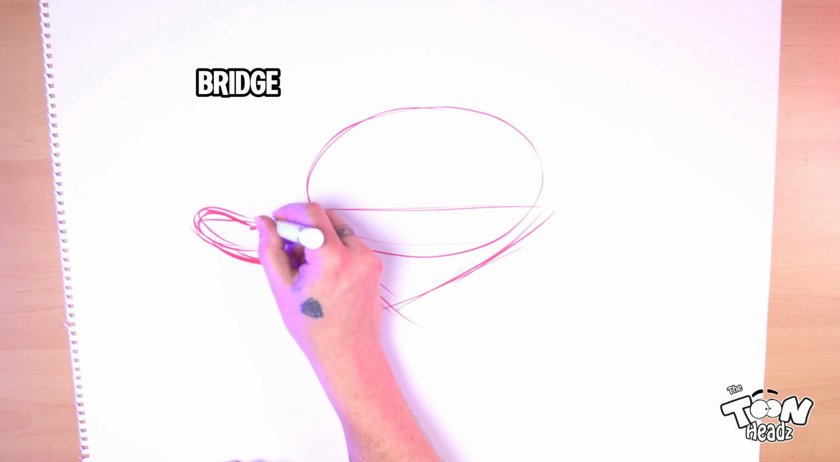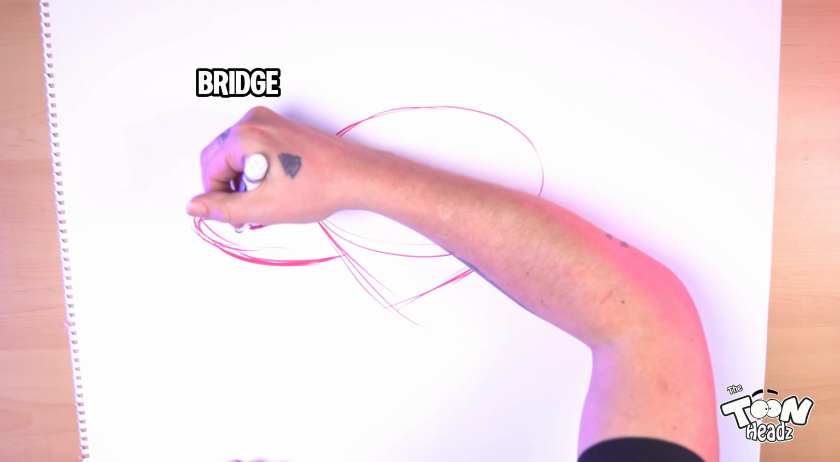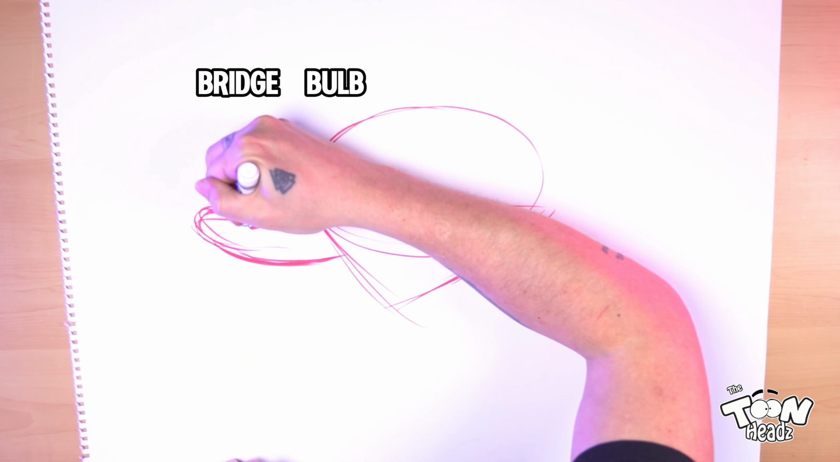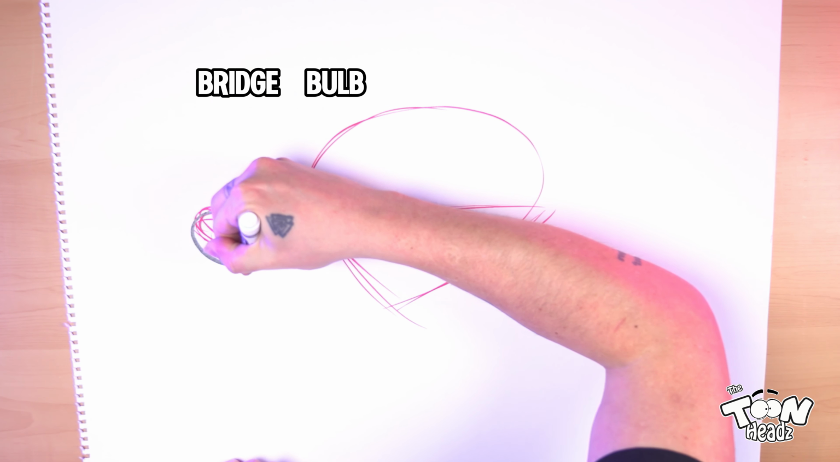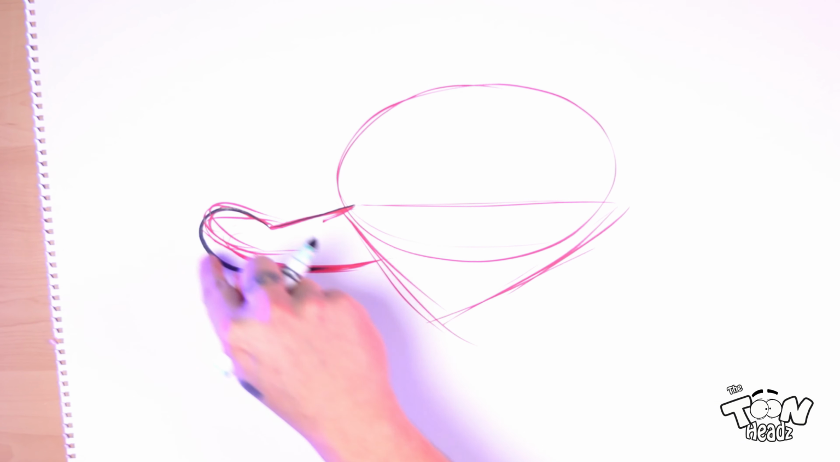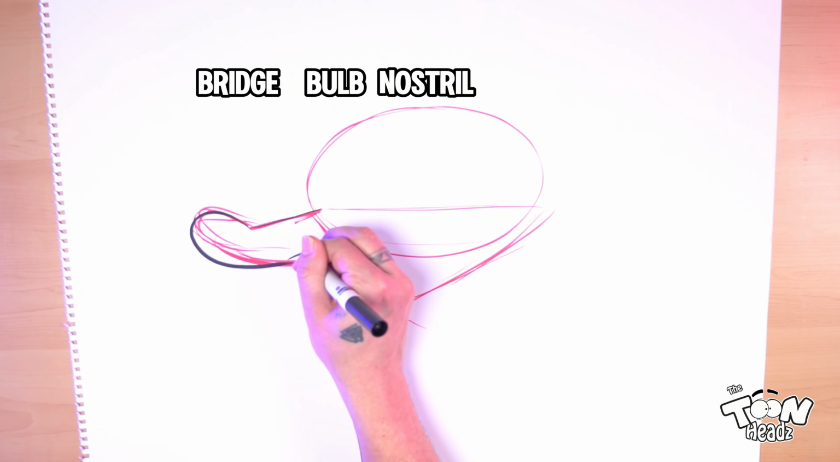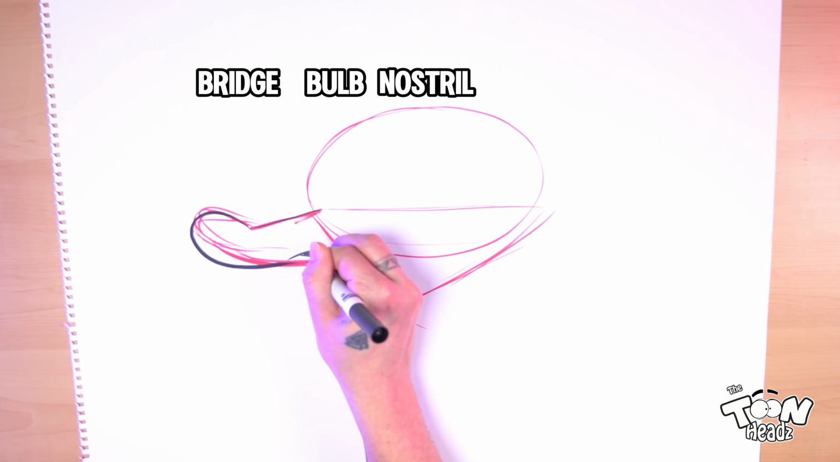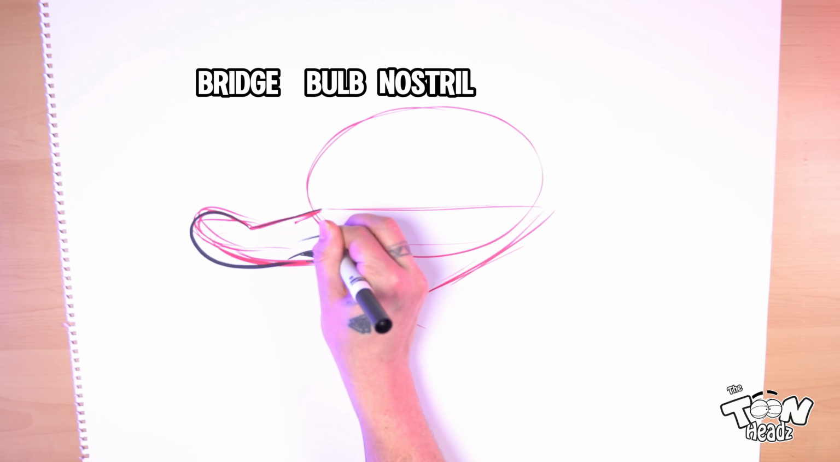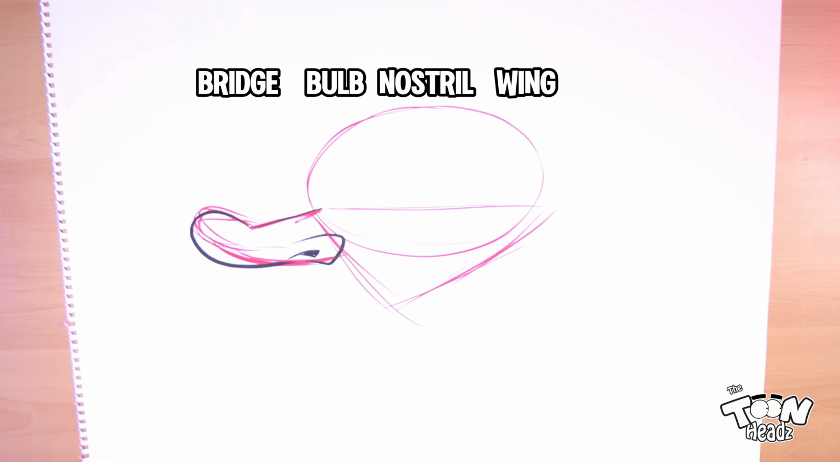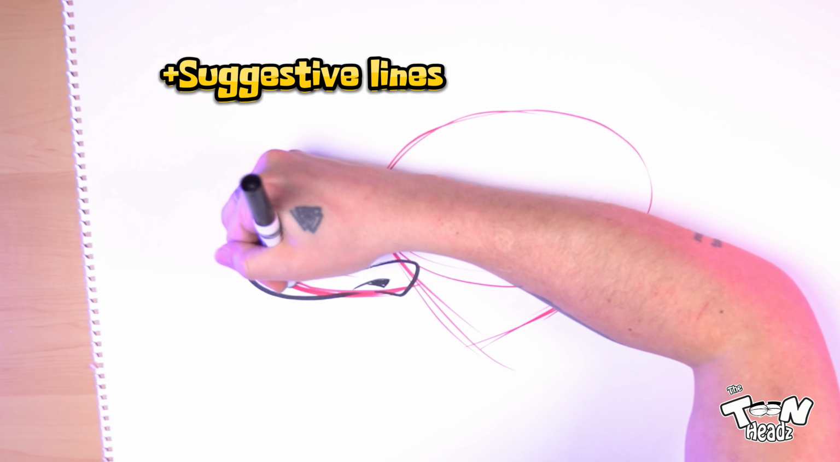Now let's go ahead and switch to our Crayola marker. And we're going to start with the bridge of the nose. We're going to go ahead and go around for the bulb. And I went a little bit further than what I originally sketched. And that's something that you got to do. Sometimes you're not strict with the sketch. I'm going to go ahead and do that nostril, and the wing of the nose. I'll go ahead and do those quick lines that I like doing.